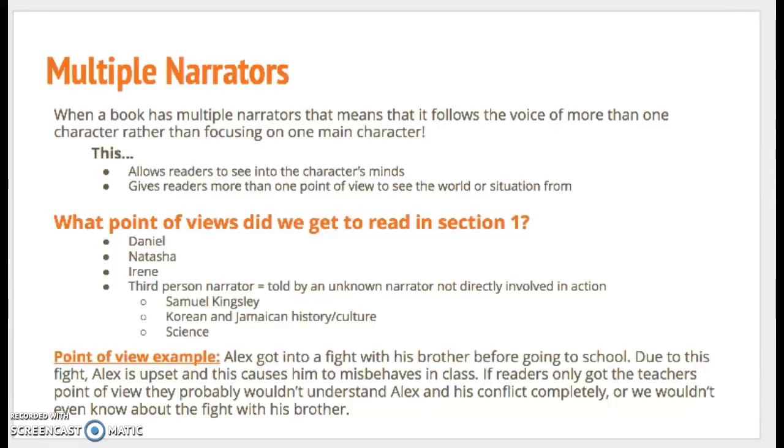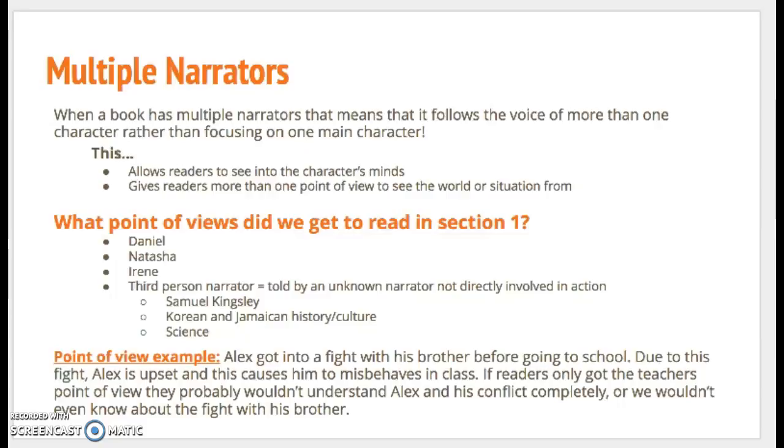Okay, so for this slide, we're looking at multiple narrators. When a book has multiple narrators, that means that it follows the voice of more than one character rather than focusing on one main character. Some of the benefits of this is that it allows readers to see into the characters' minds. So we actually get to hear what the characters are thinking or what they are seeing. And then again, it gives readers more than one point of view to see the world or the situation from.